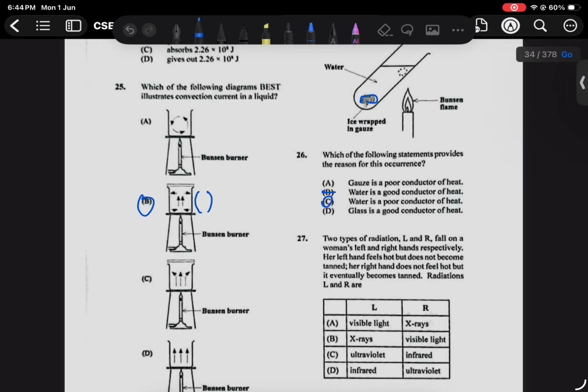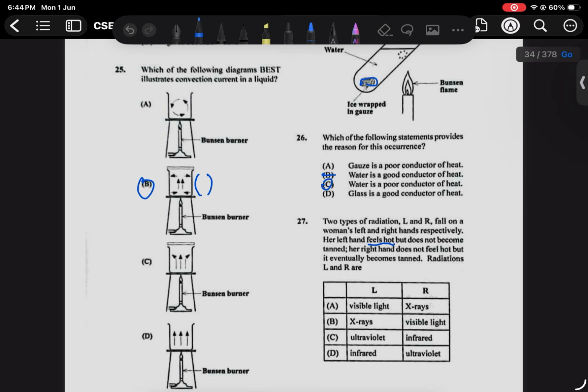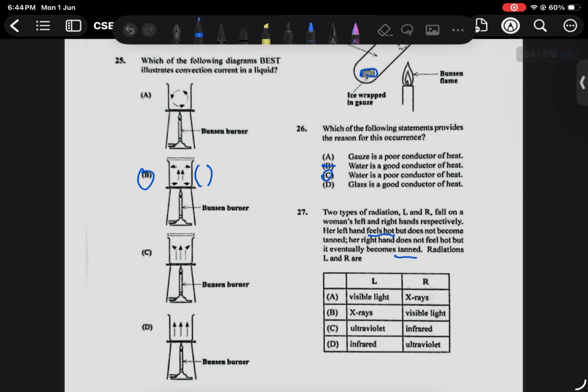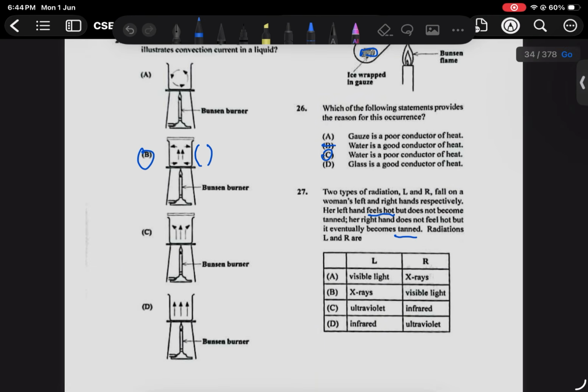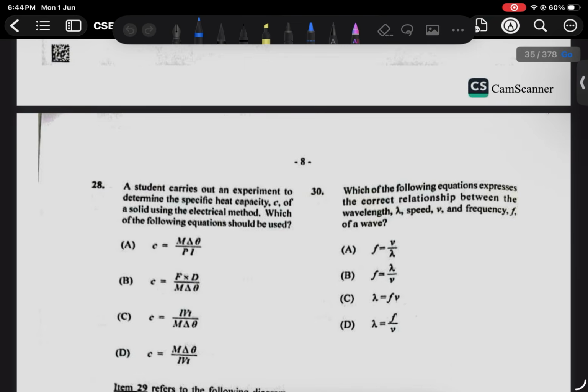Two types of radiation L and R fall on a woman's left and right hands respectively. Her left hand feels hot but does not become tanned. Her right hand does not feel hot but eventually gets tanned. So the right hand is tanned, the left hand gets hot. The left hand would get hot from infrared and the right hand would get tanned from ultraviolet rays. So that's D.